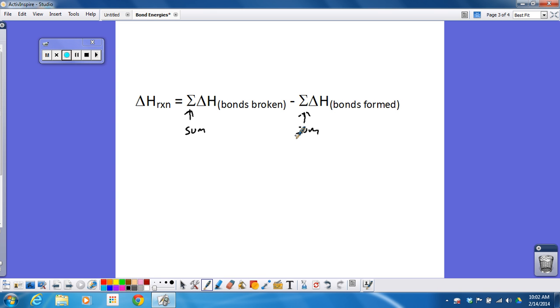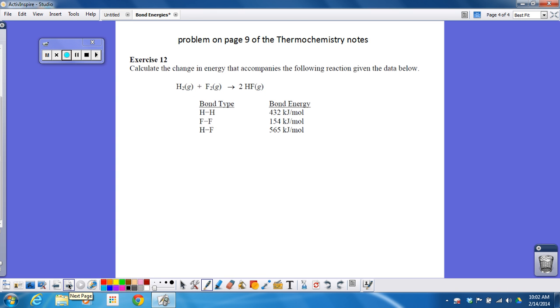So let's take a look at this problem. These problems are going to be a lot simpler. Here's my reaction, here's my table of bond energy. The first thing I need to do is figure out what bonds exist. Here I have H bonded to H. That would be H2, so that's one reactant. And I have F2, so that would be F bonded to F. What that's giving me is 2 HF bonds. So I get 2 HFs.